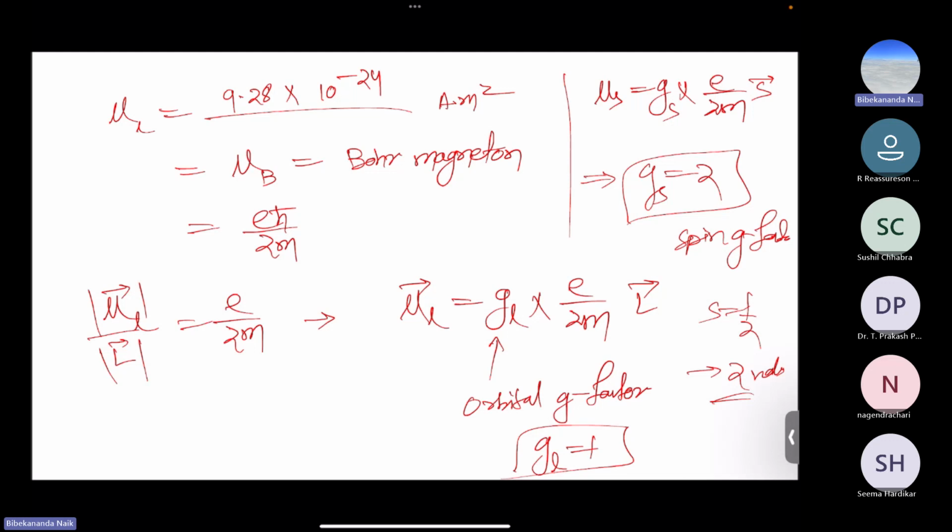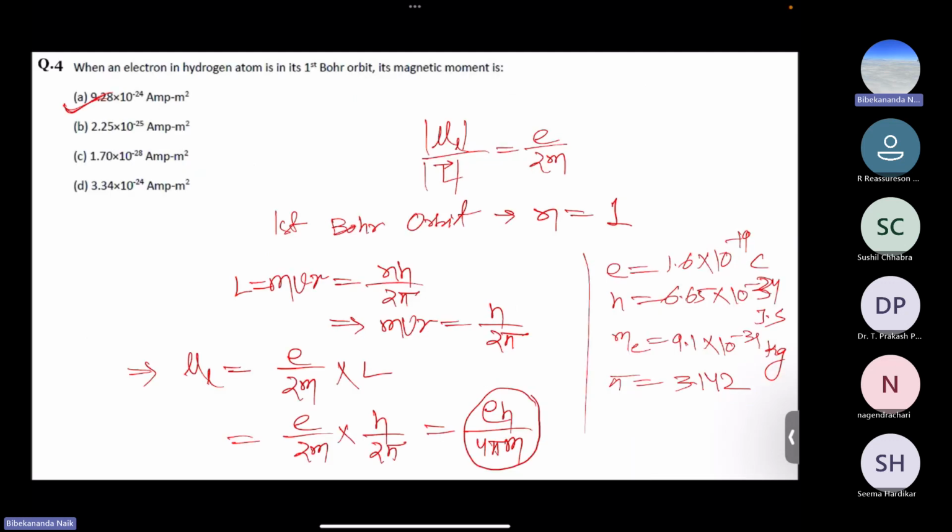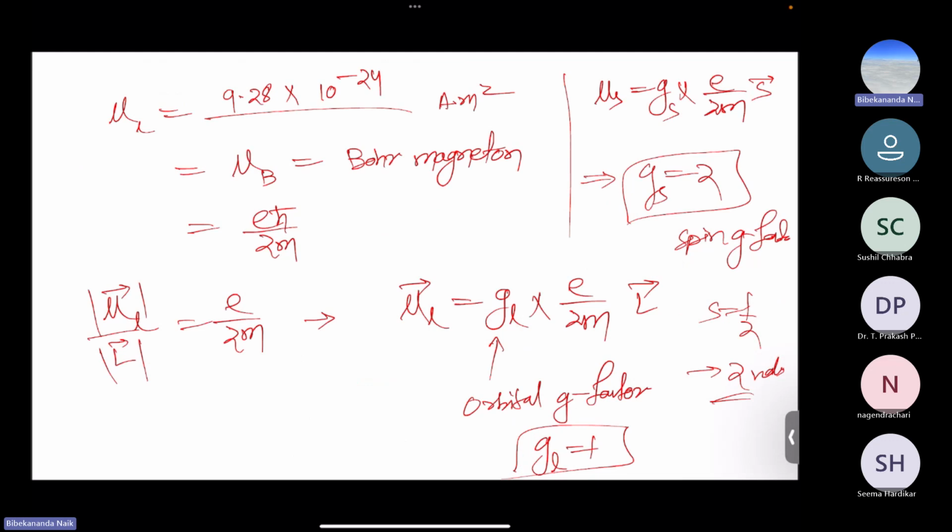If the electron is present in the first Bohr orbit, then n is equal to 1. From this formula, we get h by 2 pi, or h cross. If you put this in the formula, it is e h cross by 4 pi m. This e h cross by 4 pi m is known as the Bohr magneton. The representation of orbital magnetic moment and orbital angular momentum is mu L equals gL into e by 2m into L vector. This is for orbital motion and this is for spin motion. These are the two expressions for calculating orbital and spin magnetic moments.